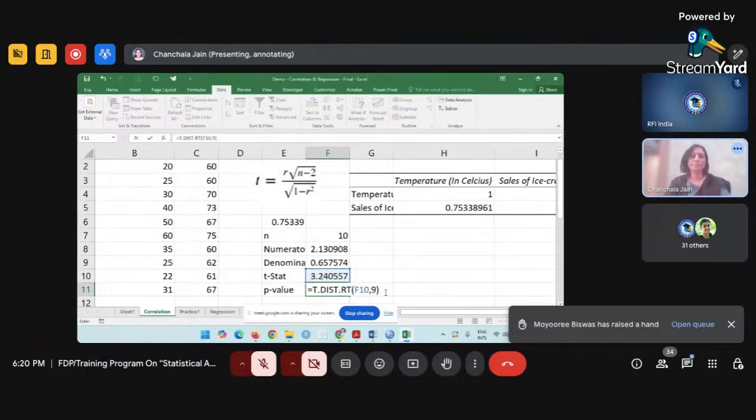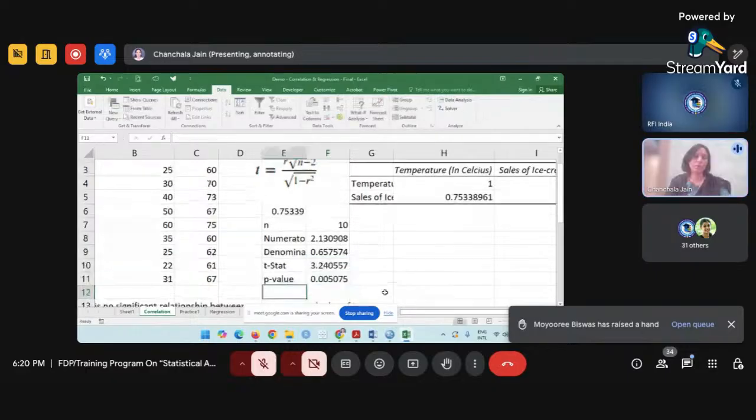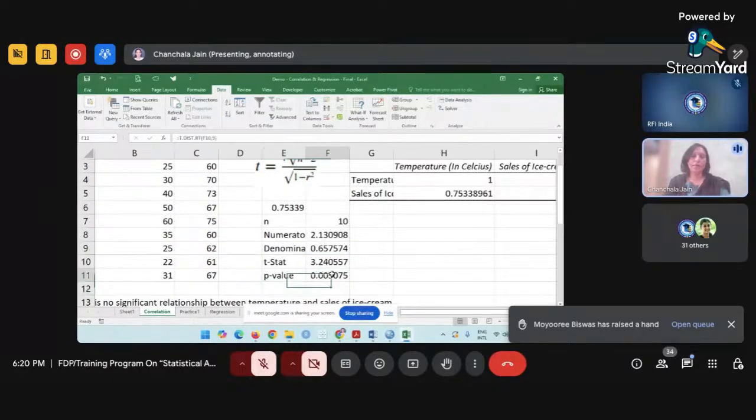Done? Got it, everyone? Yes, ma'am. So this is the p value we are getting. Done? 0.005.